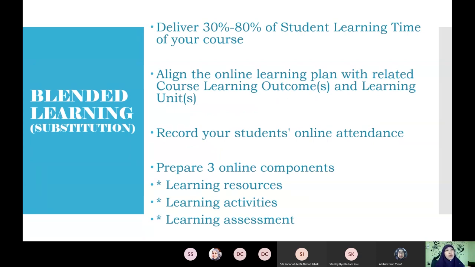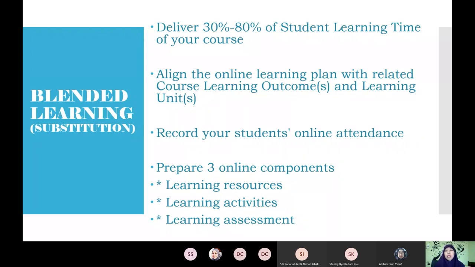Last time we were used to blended learning, which counted as 80%. Without 80%, we don't count it as blended. But today we are using blended learning substitution, or what they call PTG, pembelajaran teradun gantian. So we have to teach our class online. The delivery is 30 to 80% of student learning time. With that, we have to align our online teaching plan with related course learning outcomes and learning units. I'm sure everyone was asked to do the planning, the changes in how we use our student learning time, what the percentages are and so on. That is what PTG is all about.